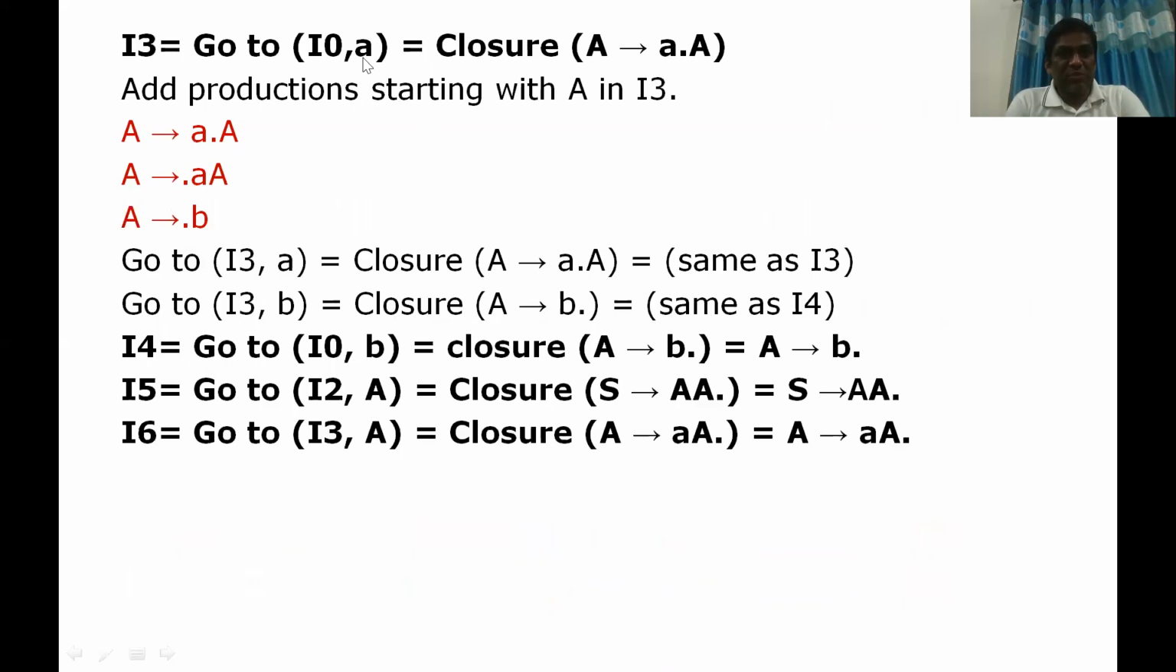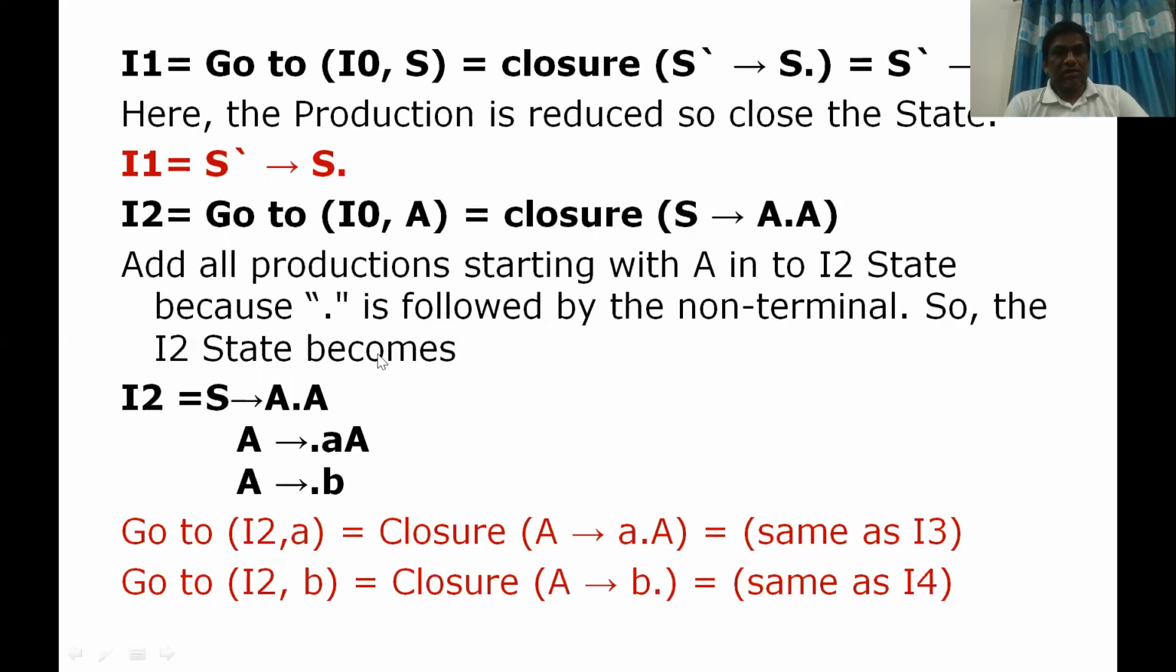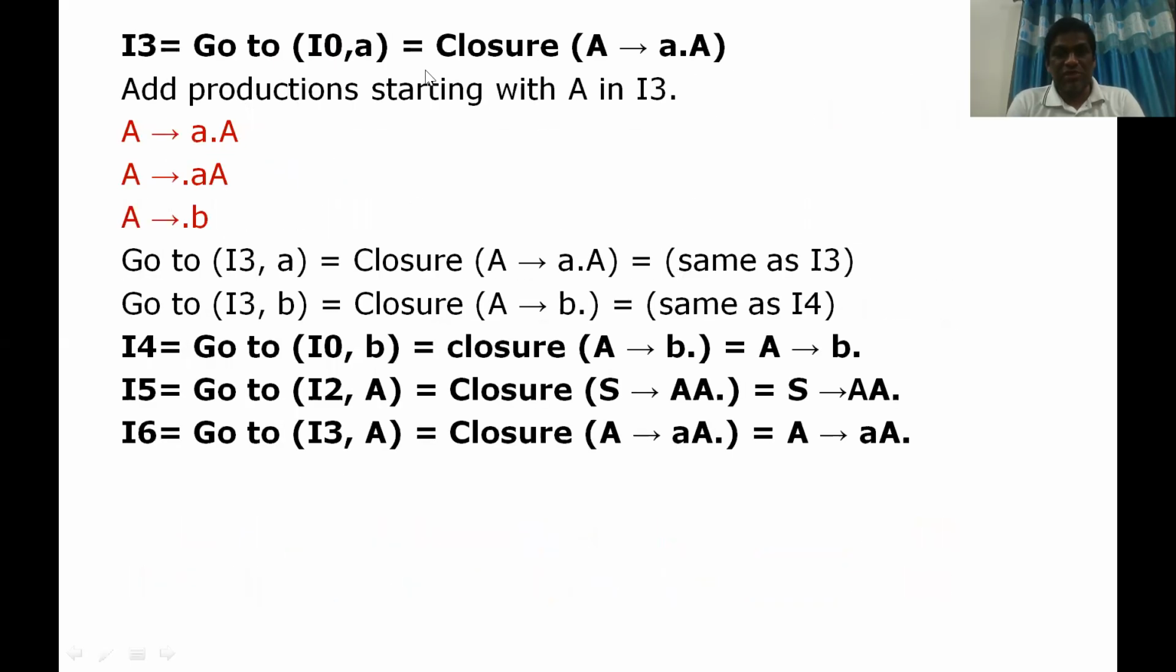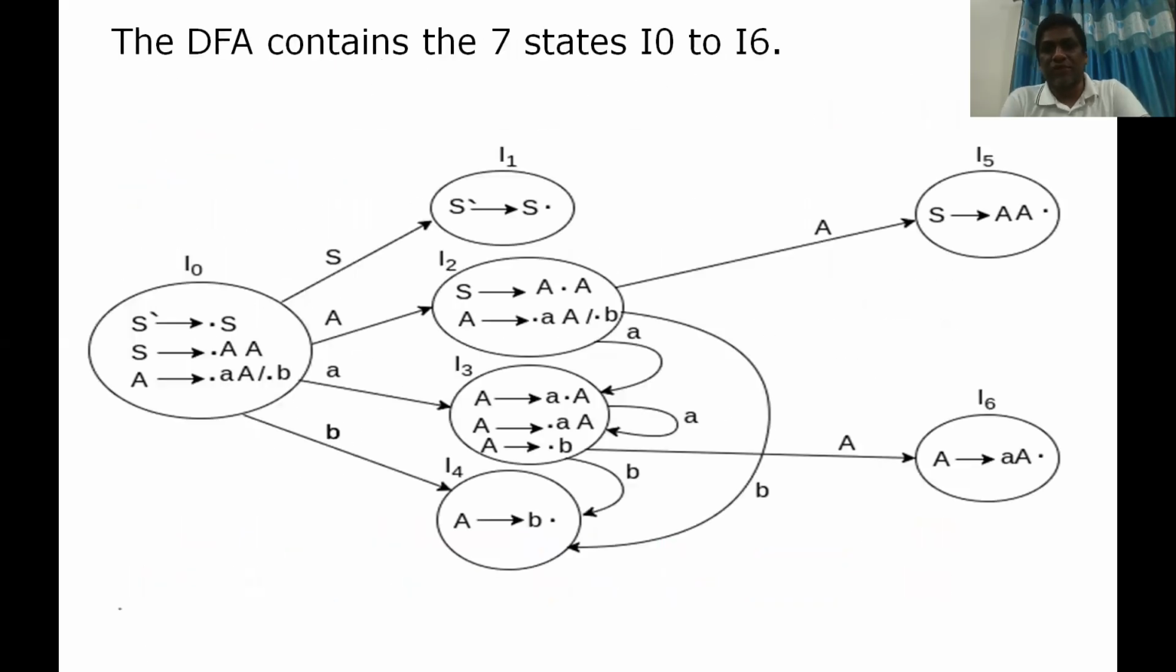I naught comma small a, and then I naught comma small b. Okay, so I1 is equal to go to of I naught comma S. That means, let me show this diagram directly so that you will understand it immediately. So the thing is, these are the first sets we have generated for I naught.